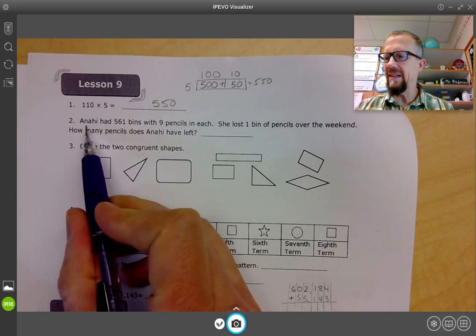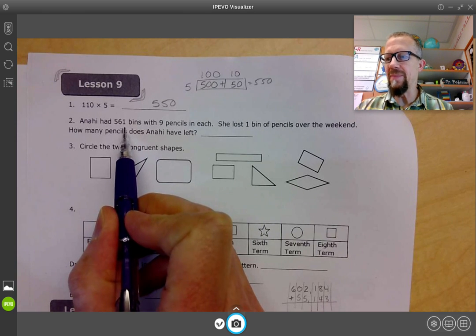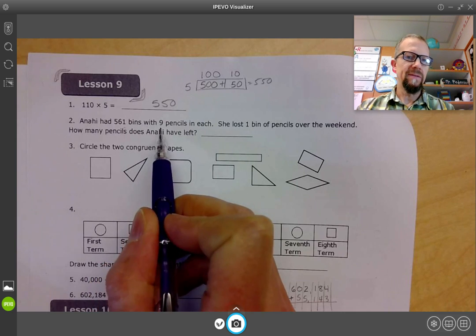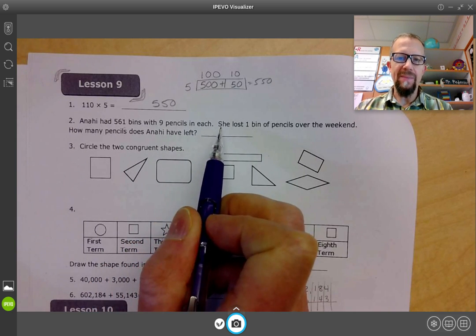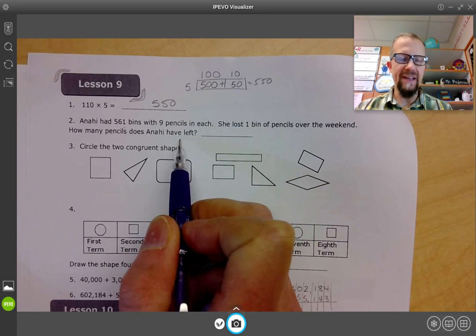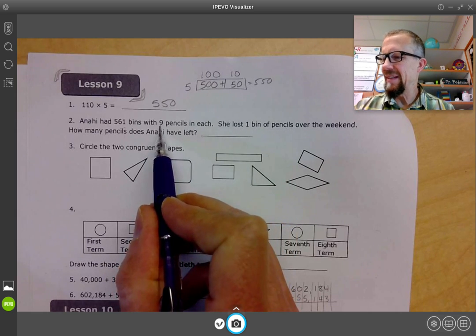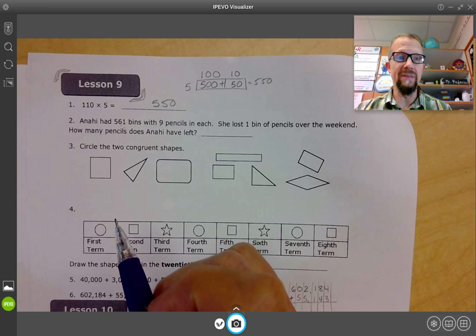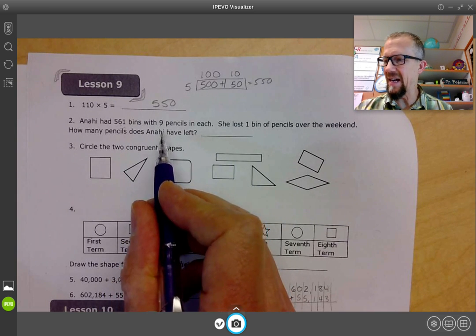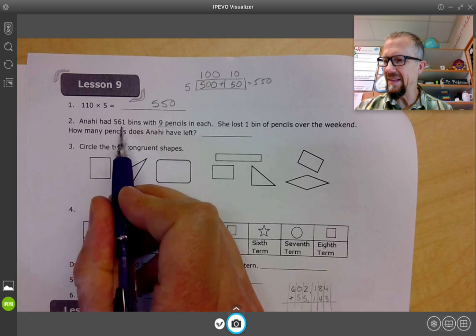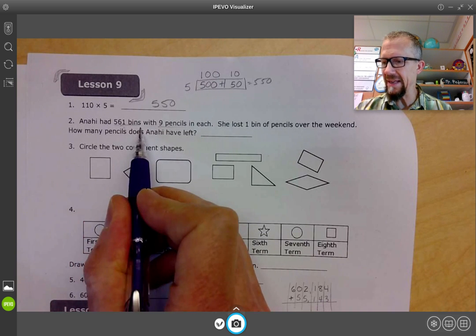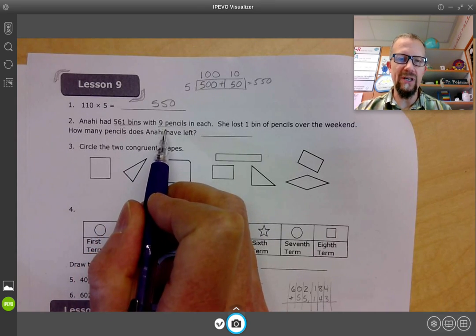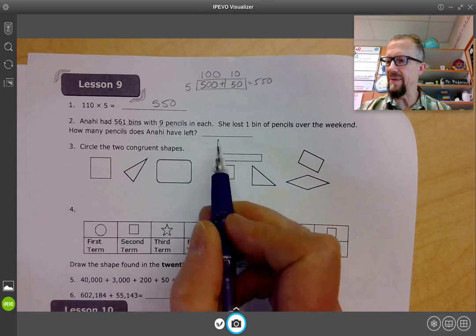Next, we have Anahi had 561 bins. So she's got a whole lot of bins of pencils. 9 pencils in every bin. She lost a bin. How many pencils does she have left? Now, maybe you're like me and I thought, oh, I'll just take 9 from this 561. But that's kind of a problem because this is 9 pencils and this is 561 bins. So really we need to know how many pencils she has before we subtract the pencils that she lost, this one bin of pencils.